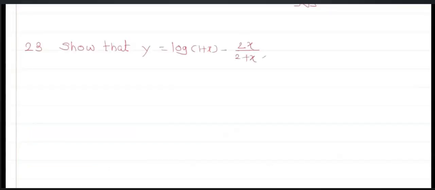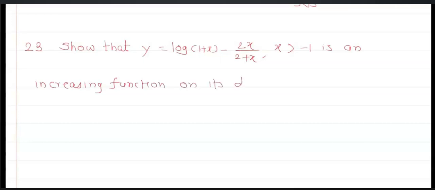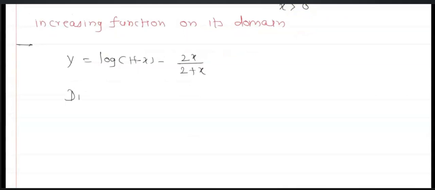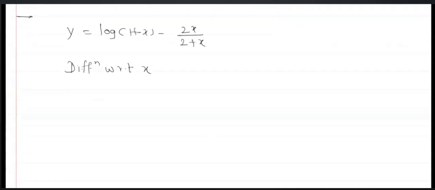y equals log of 1 plus x minus 2x upon 2 plus x, where x is greater than minus 1, is an increasing function on its domain. You may treat that as also greater than 0, that's positive. We find out its first derivative. y equals log of, in brackets, 1 plus x minus 2x upon 2 plus x.